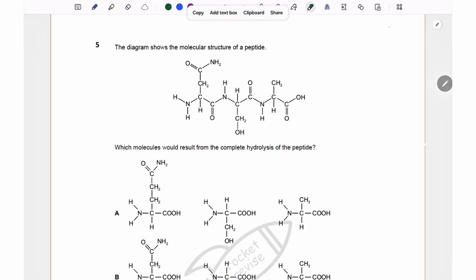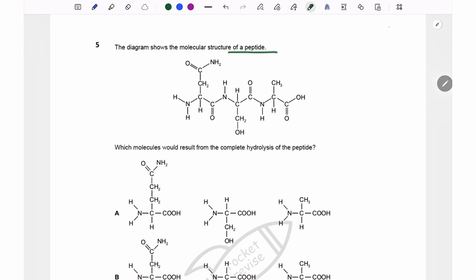Question number 5. The diagram shows the molecular structure of a peptide. It's a peptide, so it's made up of amino acids. Let me draw it. Typically you would have a carbon atom in the center, and it's going to have 4 bonds. You have R group, you have a hydrogen here, and then you have the amine group, and then you have another carbon here for COOH. You can write it this way as well. So this is how you'd have your amino acid.